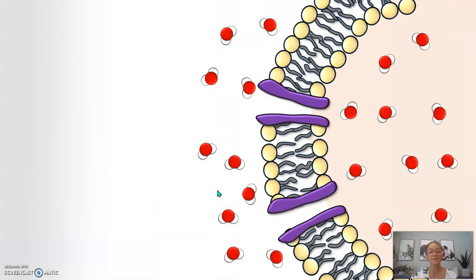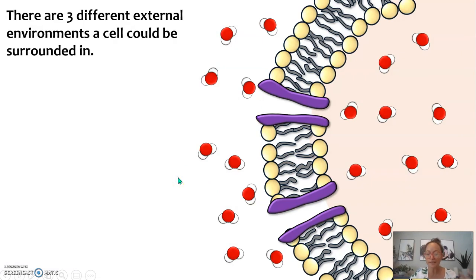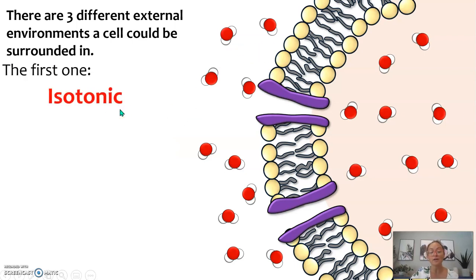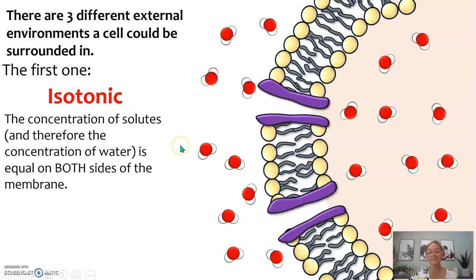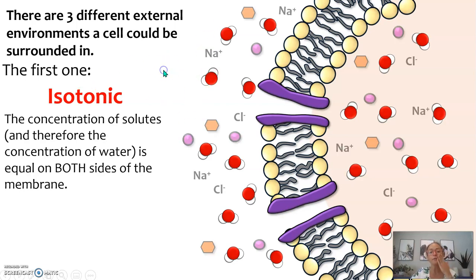Okay, so let's go ahead though and talk about some external environments for cells. There's really three different types of external, or outside the cell, environments that cells may find themselves in. The first one we're going to talk about is isotonic. If I look at this cell here, I can see that the water concentration is pretty much equal both outside and inside of the cell. But we don't have just water, we also have ions and solutes. And here, the solute concentration is also equal outside and inside of the cell.